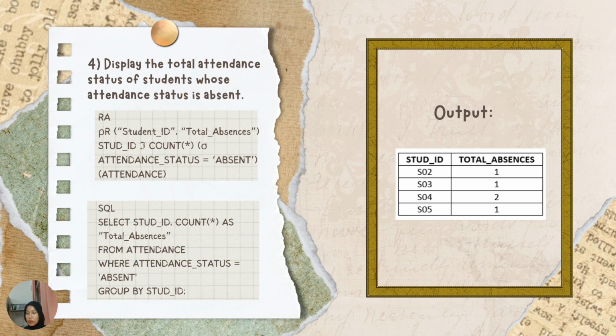The question sounds like, display the total attendance status of students whose attendance is absent. For this one, the query will retrieve the student ID and the corresponding count of absences for each student from the attendance table. So it will only consider the attendance records that are marked as absent. The result will include two columns: student ID, containing the student ID, and the second column is total absence, containing the count of absences for each student. So the grouping will ensure that the count is calculated per student. This is the output, student ID and the total absences for each student ID.